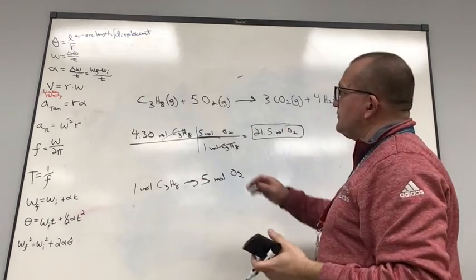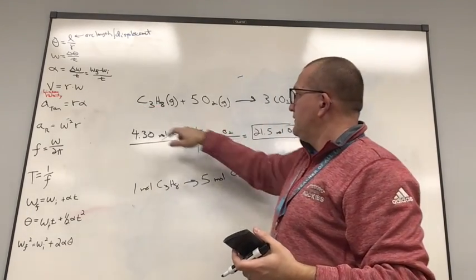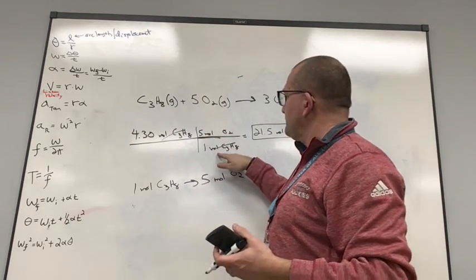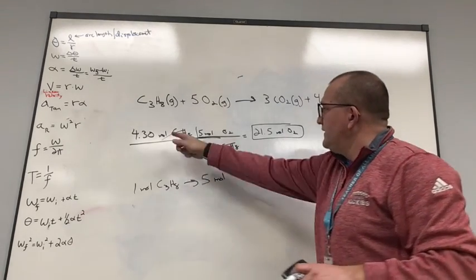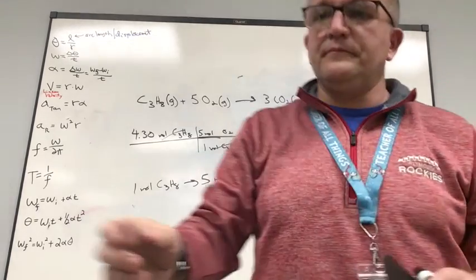So all I do is look at the moles that I start with. The object I start with goes on the bottom. If I start with moles of C3H8, I put moles of C3H8 on the bottom. Whatever I'm solving for, in this case oxygen, goes on top, so I put a 5. Then I just multiply and divide. Divide by 1, 21.5.